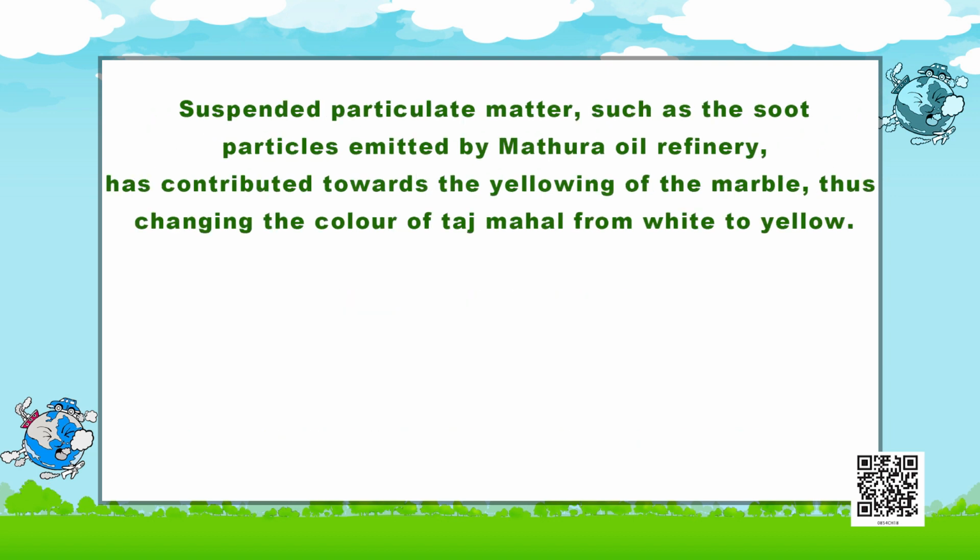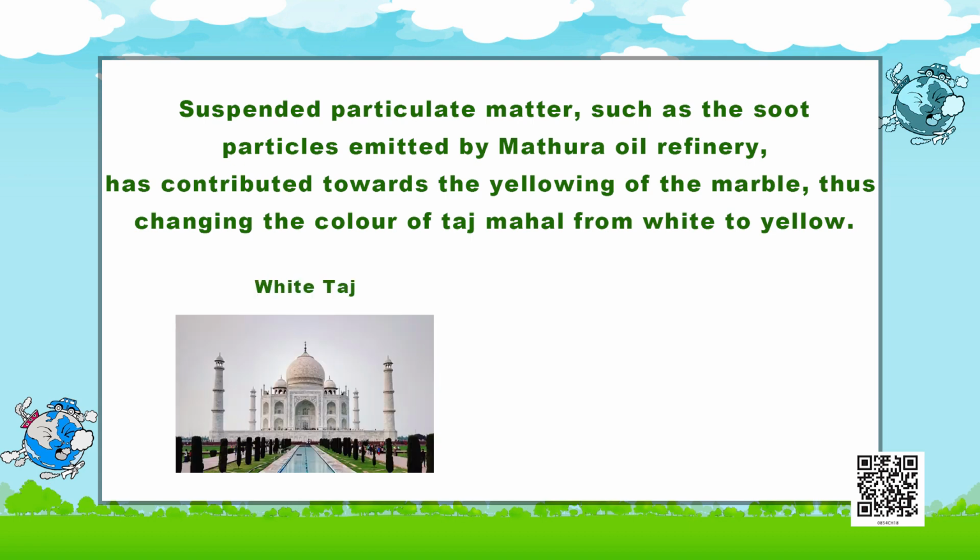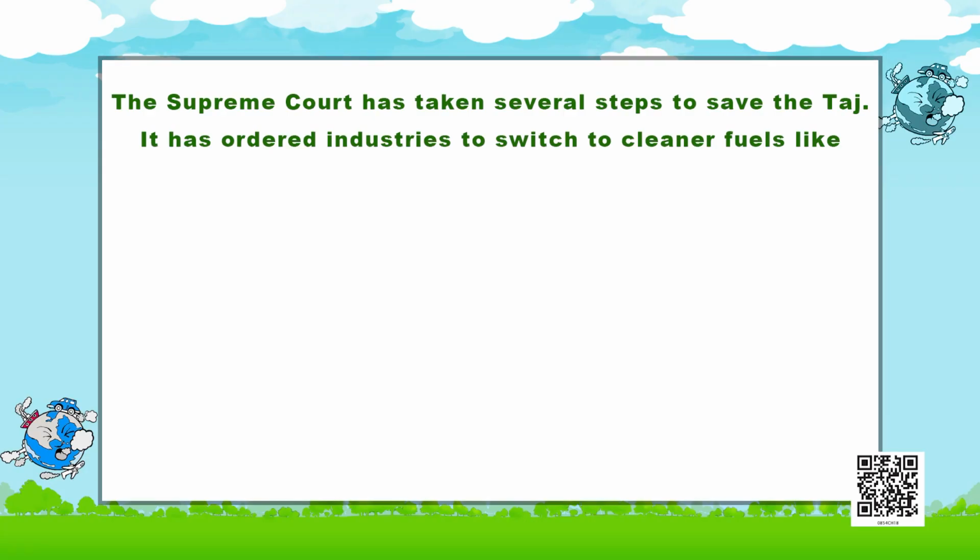Suspended particulate matter such as the soot particles emitted by Mathura oil refinery has contributed towards the yellowing of the marble, thus changing the color of Taj Mahal from white to yellow. From this we can say that air pollution is not only affecting living beings, but it is also destroying the non-living ones. The Supreme Court has taken several steps to save Taj.